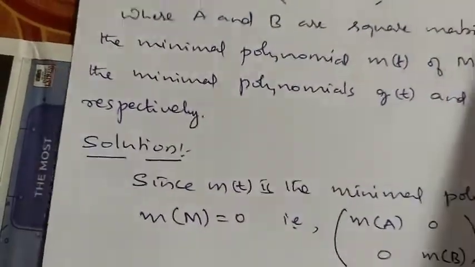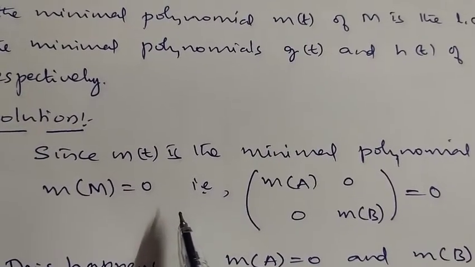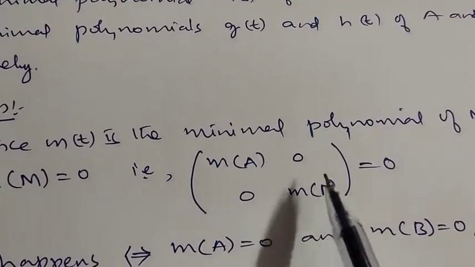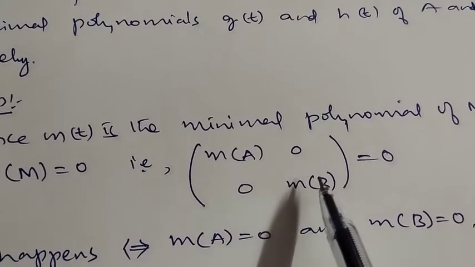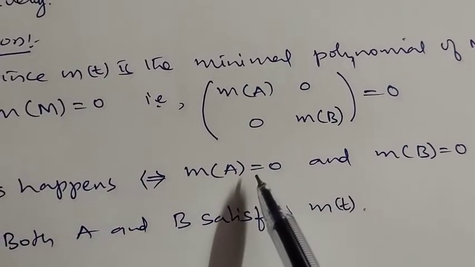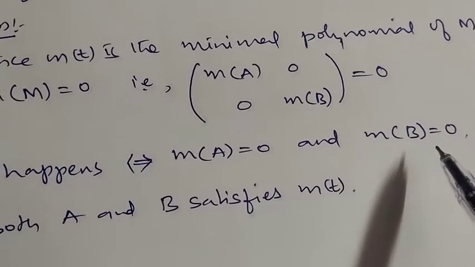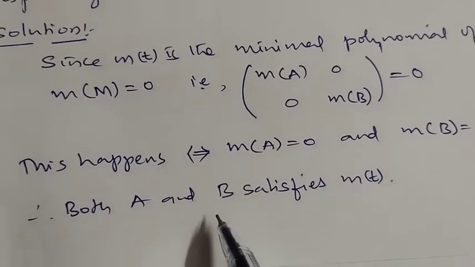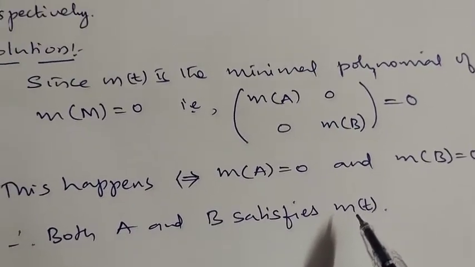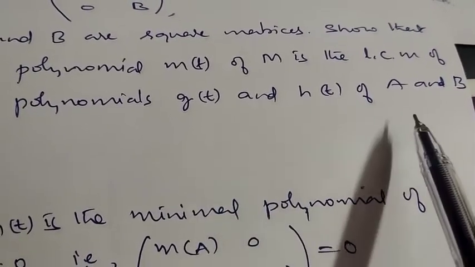Now m of t is the minimal polynomial of M, which means m of M is 0. m of M is m of A, 0, 0, m of B, equal to 0. This matrix itself is 0 if and only if m of A is 0 and m of B is also 0. If m of A is 0, then A satisfies m of t, and B also satisfies m of t, meaning both A and B satisfy m of t. But g of t and h of t were given as the minimal polynomials of A and B.